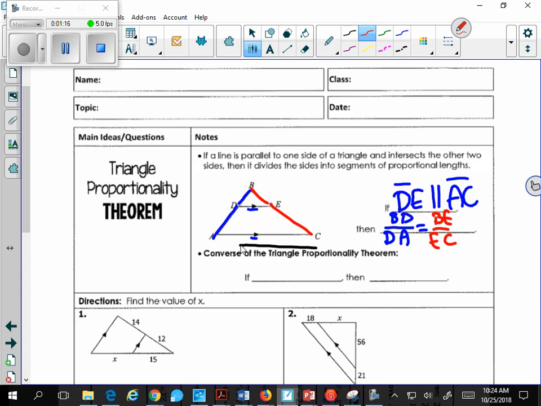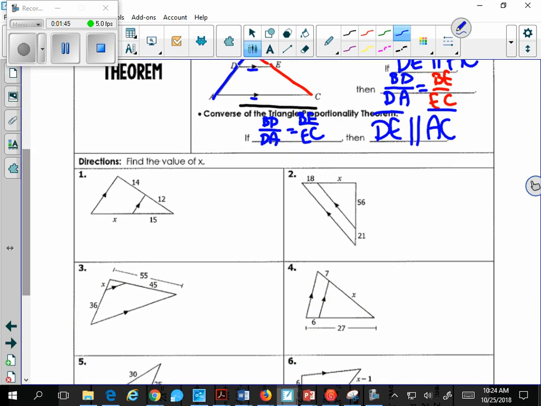And then the converse of that theorem. Again, we talked about converses of theorems a little bit when we looked at parallel lines. The converse is, if I've got that proportion like that, then it tells me that the lines are parallel. So let's take a look at what this actually means. I'm only going to do a couple examples because they all kind of work the same way.